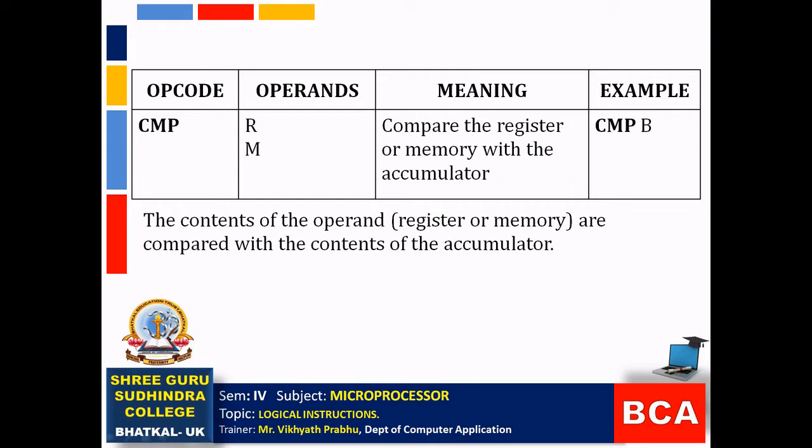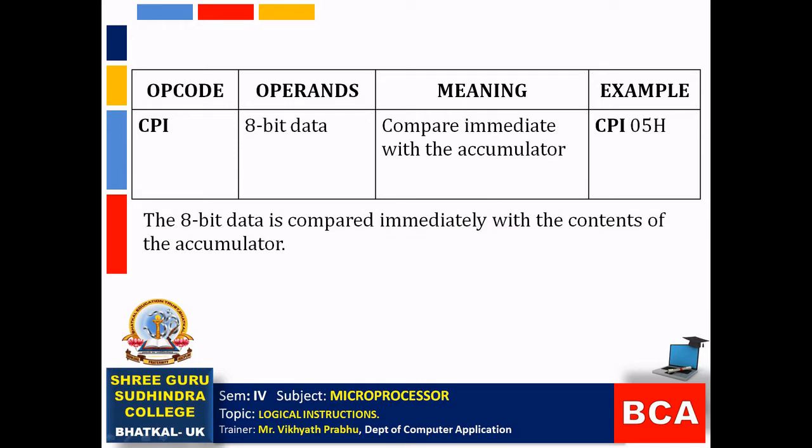The next instruction is CPI, and we call this as compare immediate with the accumulator. We write this instruction as CPI with an 8-bit data. Here, the 8-bit data is compared immediately with the content of the accumulator.